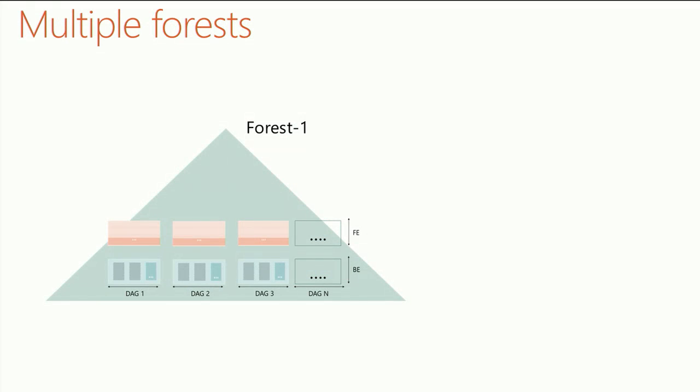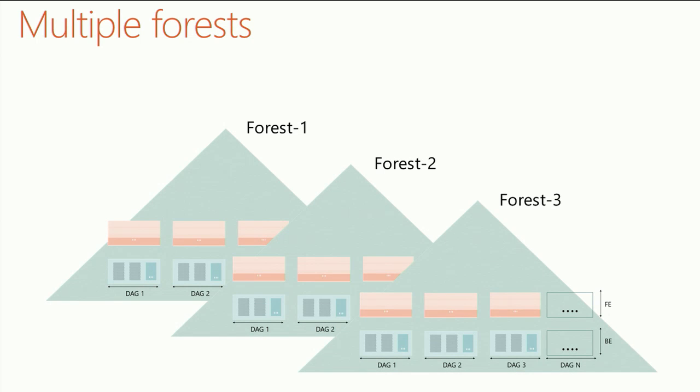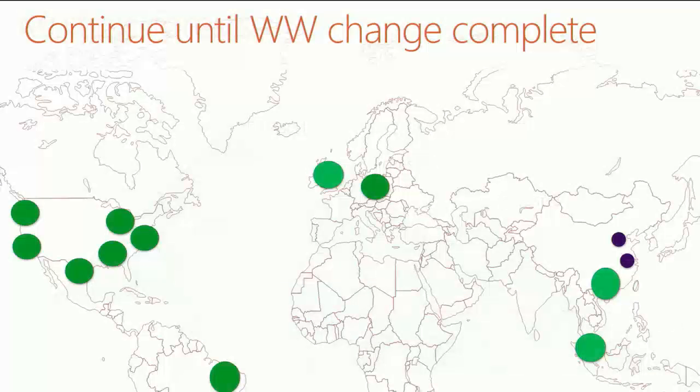So the next thing is how we roll out these forests in parallel. At this time we are looking at thousands of servers. So all of these things go in parallel, and slowly we finish our rollout. And then we call it worldwide complete when every server is actually done.